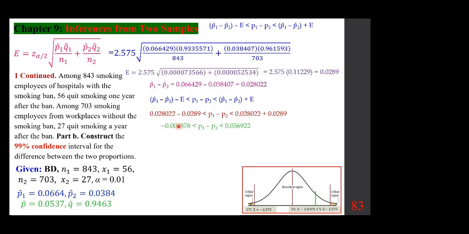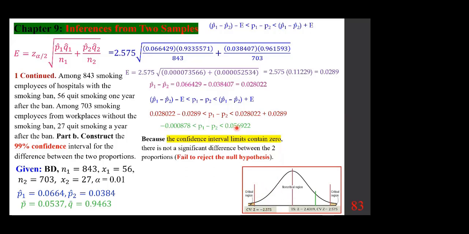Here's the confidence interval. Notice we go from negative to positive. Therefore, because the confidence interval limits contain 0, there is not a significant difference between the two proportions. In other words, fail to reject the null hypothesis because 0 is in between. So that means equality. If both of them are negative, then you reject the null hypothesis. If both of them are positive, you do the same thing. Normally, both become negative if it's a left-tail test and the left tail is true. Both become positive if it's a right-tail test and the right tail, H1, is true.